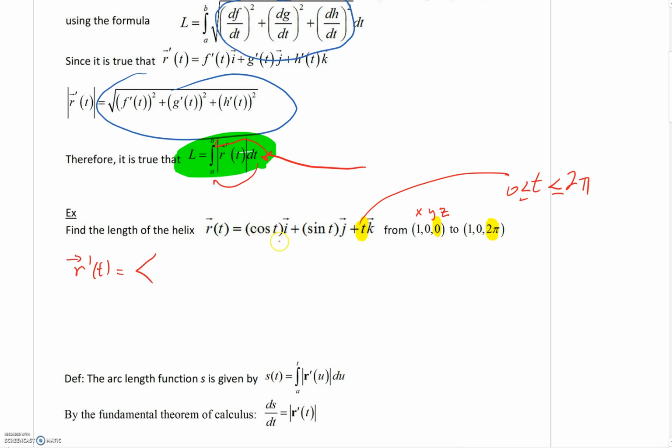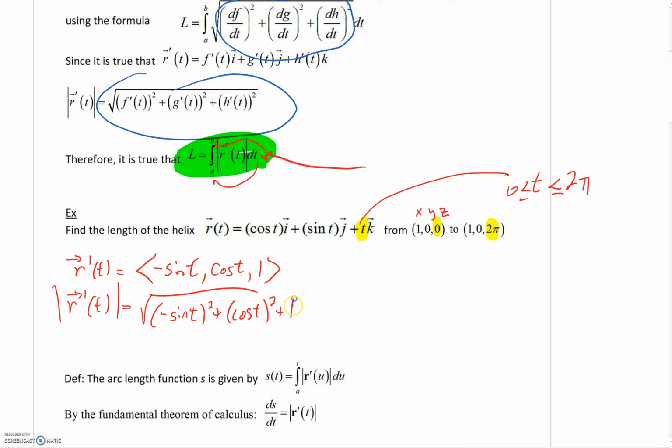But look, if we took r prime of t, and for the sake of speed here, I'm just going to write this in component form. Derivative of cosine, we get negative sine. Derivative of sine, we get cosine. And the derivative of t, we just get a 1. And then if we were to find the length of this, the magnitude of it, by the way, on the TI-89, it's also called the norm. And as we just found this all out right in here, you're going to know that sine squared plus cosine squared is itself 1.